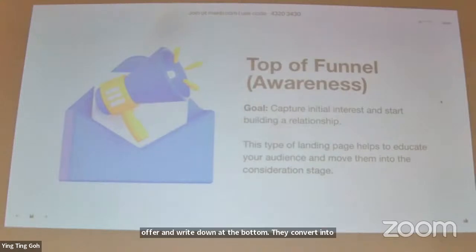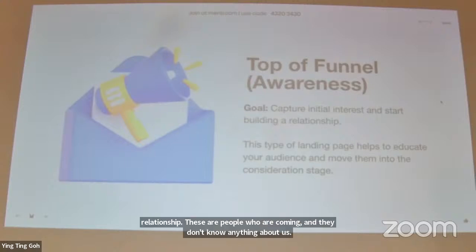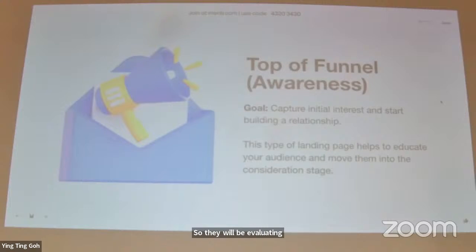So at the top, the goal is really to capture interest and start building a relationship. These are people who are coming and they don't know anything about us. So they will be evaluating whether we are worth keeping in their life, whether we are worth revisiting on this landing page, to put it simply. So this type of landing page can be raising awareness, building broad educational content, or maybe giving them an overview of what you have to offer, and then figuring out what can get them into the next stage of the journey with you, which is the consideration stage. What do you need from them?